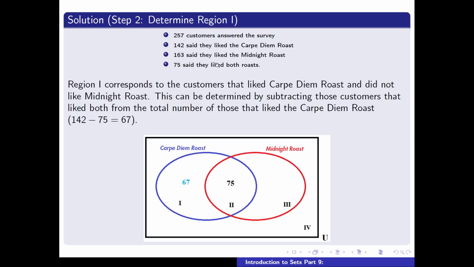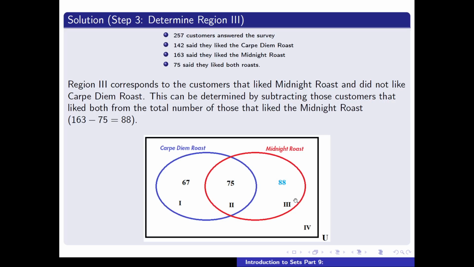We know that 75 of them also checked that they liked the midnight roast, which is why that's in region 2. So from the total number of respondents that liked the Carpe Diem roast, we subtract the number of customers that said they liked both, because they're counted in both regions. That's 142 minus 75, as we see here. The result of that subtraction is 67. So that's the number of customers that responded that they liked only the Carpe Diem roast.